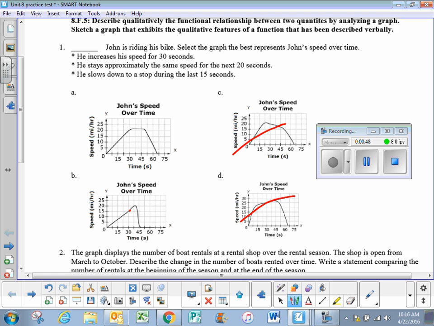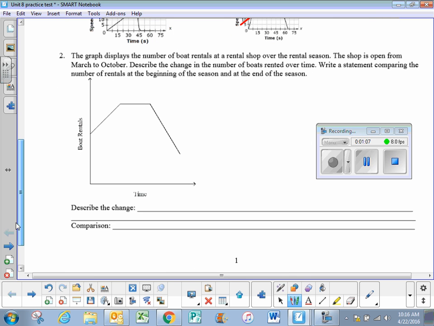He stays approximately the same. So he goes for 30 seconds. He increases his speed. And it is at a constant rate, right? He stays approximately the same for 20 seconds. He slows down to a stop. Yeah, this means he stopped, right? So definitely A.